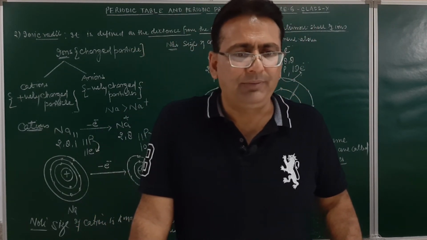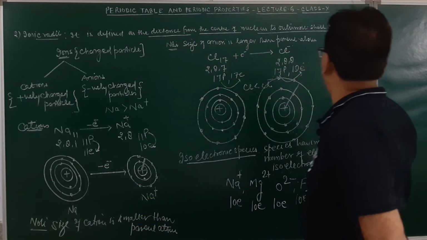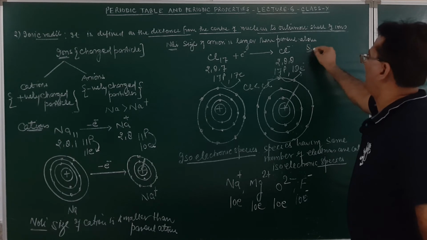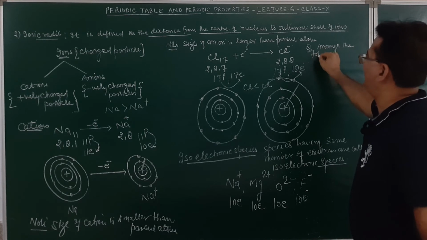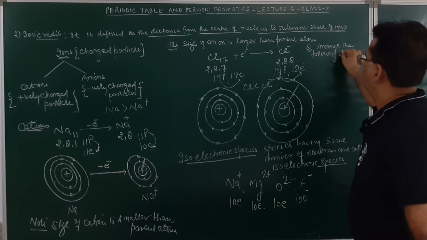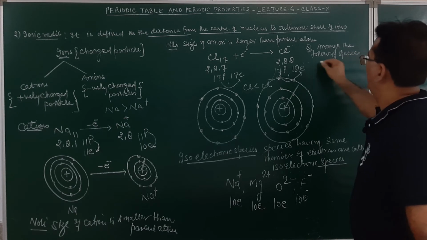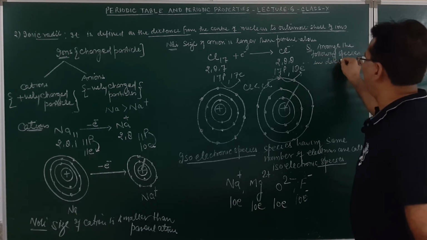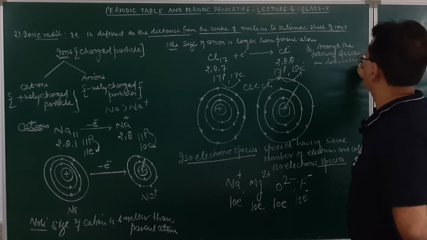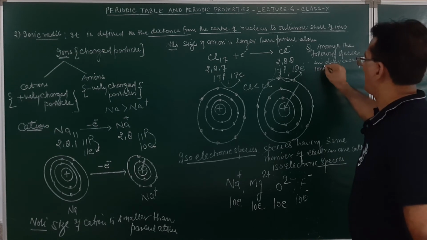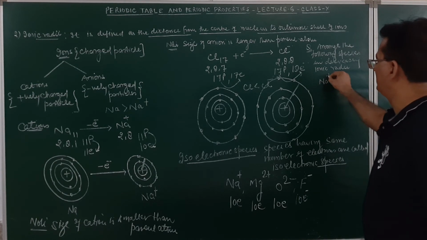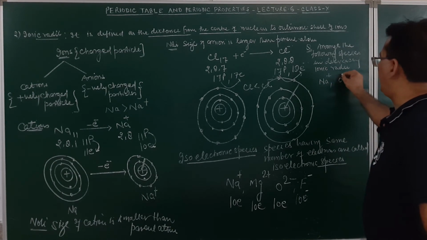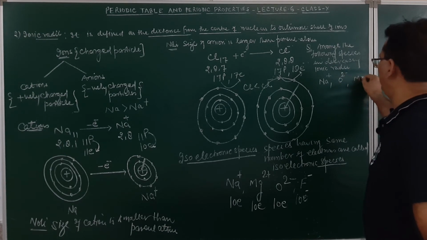Now in the board examination, the question may be asked: arrange the following species in decreasing size, ionic radii. How do we arrange the species in decreasing ionic radii? Suppose it is given as sodium ion, then oxide ion, and then magnesium ion. These three.